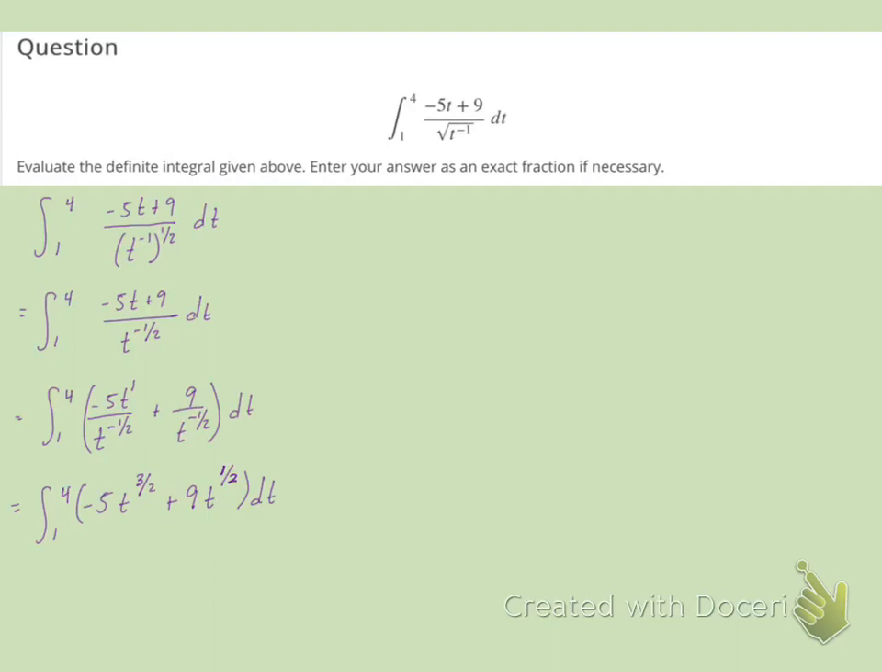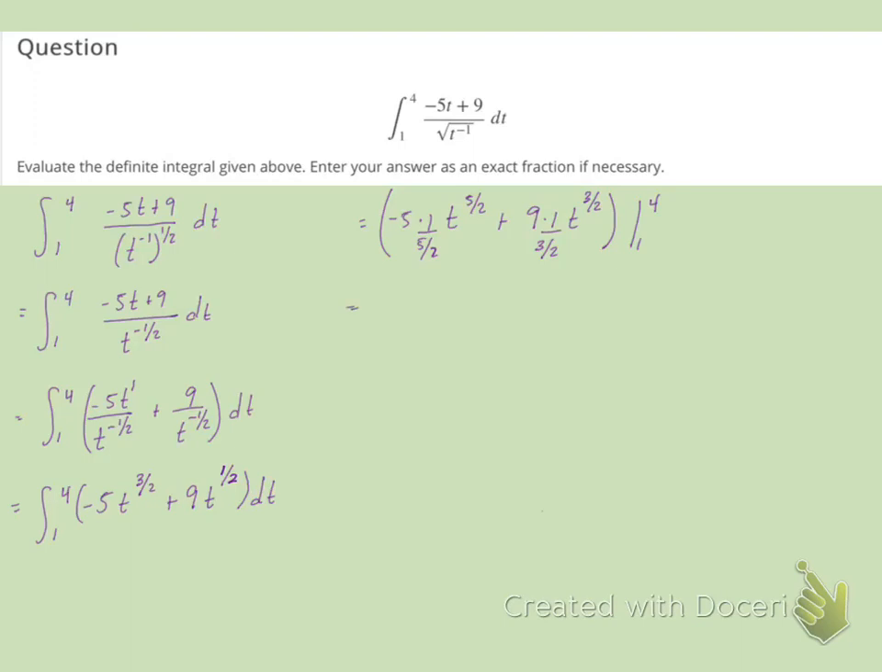So now I can actually use the power rule to find the integral here. And so I've got negative 5. I'll increase the power by 1 and then divide by the new power. So this will be t to the 5/2, and then we'll take 1 over 5/2. And then we're going to do the same thing. We're going to increase this to 3/2 and then divide by that. And we're going to evaluate all of this from 1 to 4.